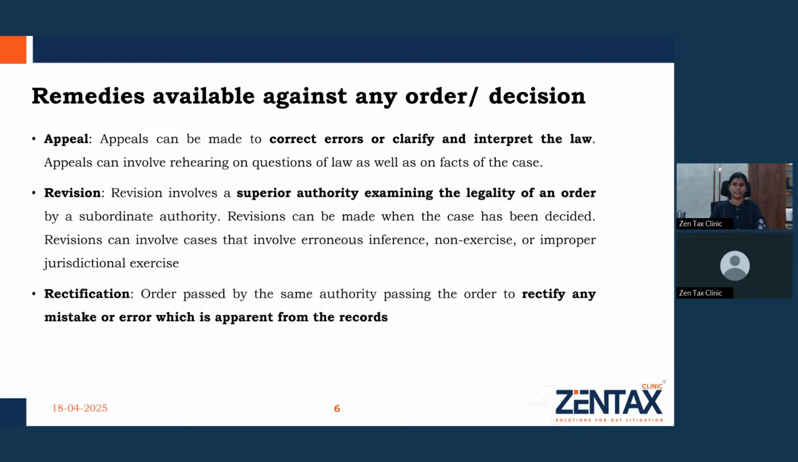Another remedy available is the rectification of order. In this rectification, the order will be passed by the same authority who passed the original order. Such order can be rectified if there is any mistake or error which is apparent from the records of the case.